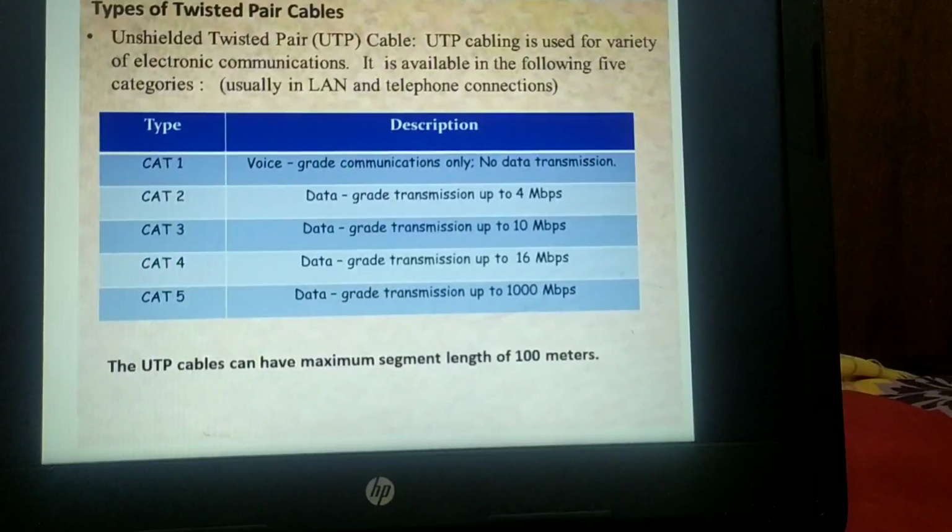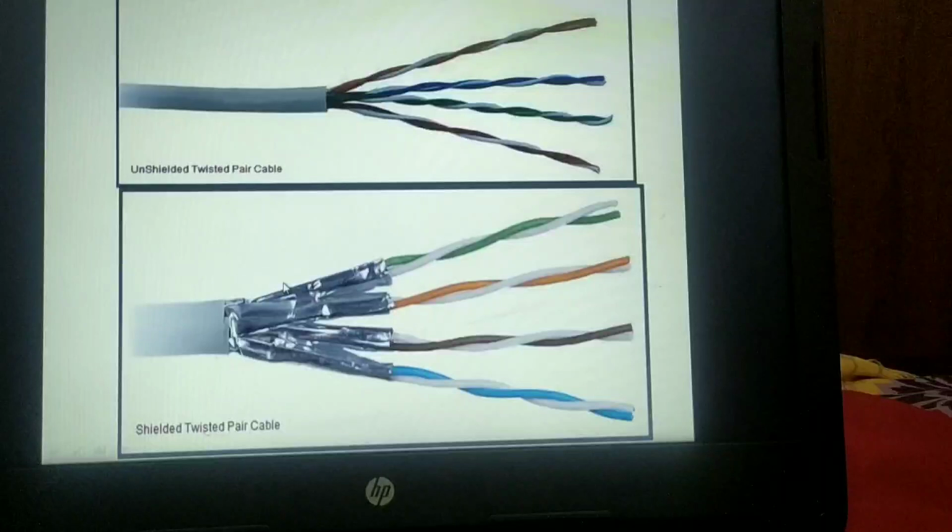Now let us discuss the different types, that is the shielded and the unshielded twisted pair. Unshielded twisted pair is commonly used in your electronic appliances, like home appliances and all. Whereas the shielded twisted pair comes with shielding of individual pairs of wires.